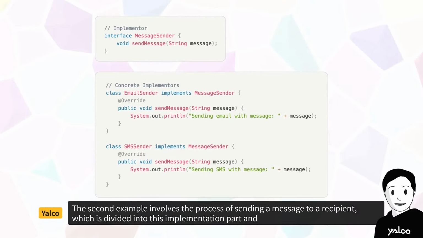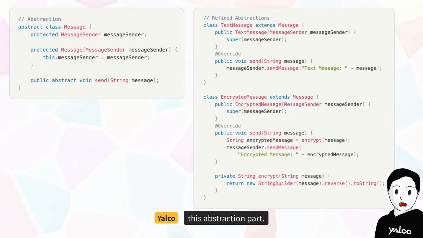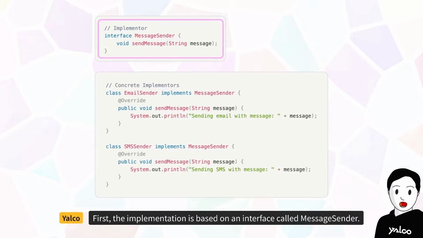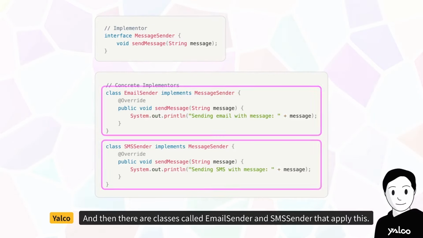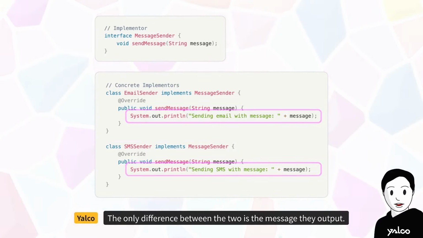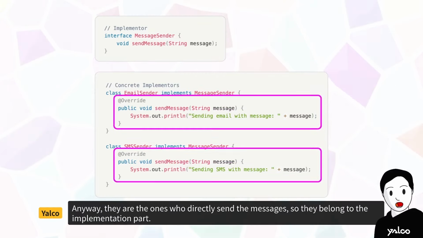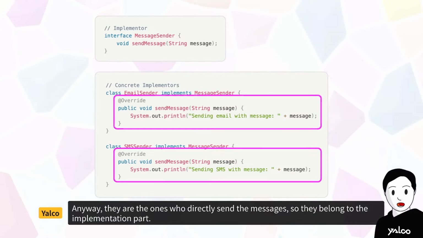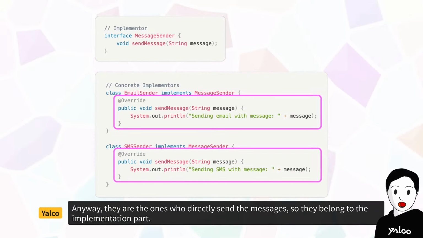The second example involves the process of sending a message to a recipient, which is divided into this implementation part and this abstraction part. First, the implementation is based on an interface called message sender. And then there are classes called email sender and SMS sender that apply this. The only difference between the two is the message they output. Anyway, they are the ones who directly send the messages, so they belong to the implementation part.